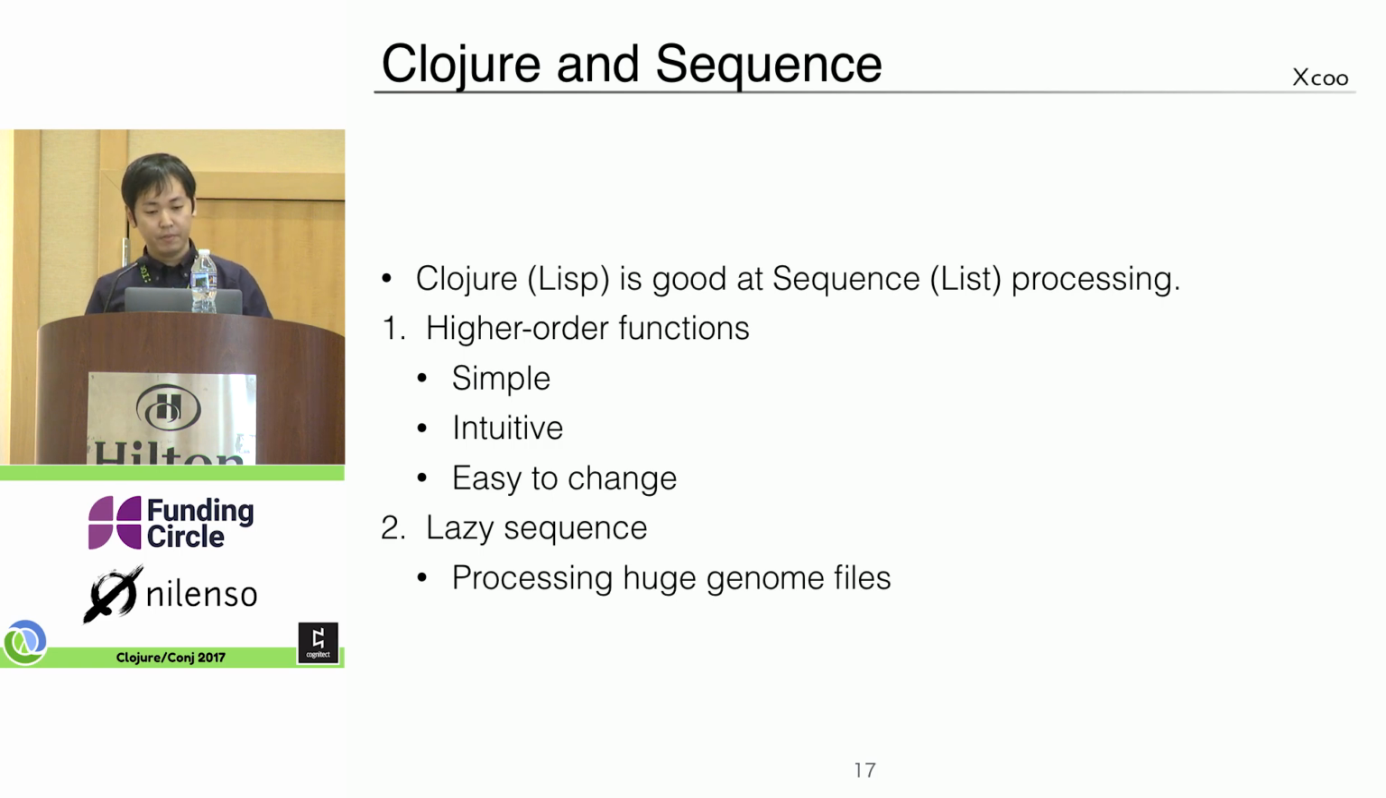Lisp is good at list processing. As you know, Clojure is also good at sequence processing, especially in genomic analysis, because of higher order functions and lazy sequences. Higher order functions make sequence processing simple, intuitive, and easy to change. And lazy sequences enable processing of huge genomic files.